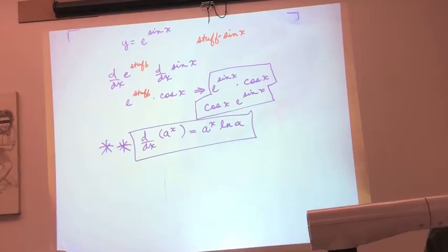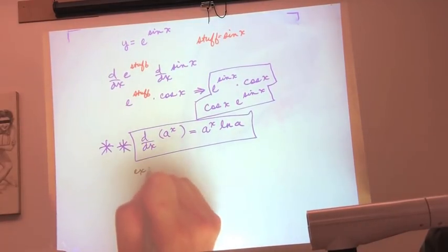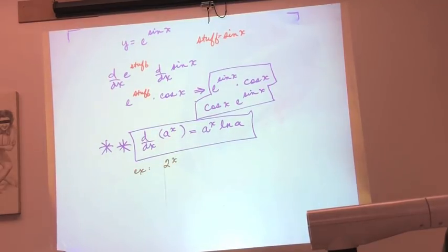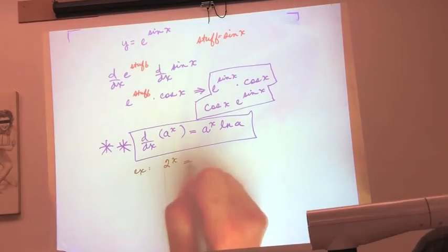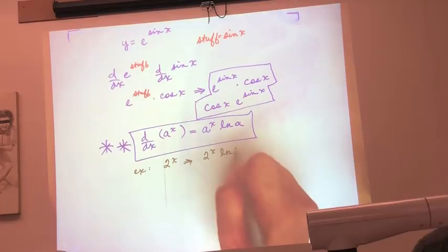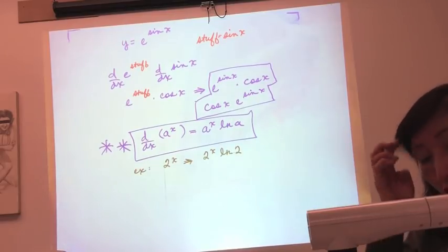Okay, so for example, if we had 2 to the x power, right? In this case, our a is equal to 2, so this is going to equal 2 to the x ln of 2. And that's our answer. And we could plug that into a calculator if we wanted, or we can just leave it like that. Okay? So that's all the notes on chain rule.